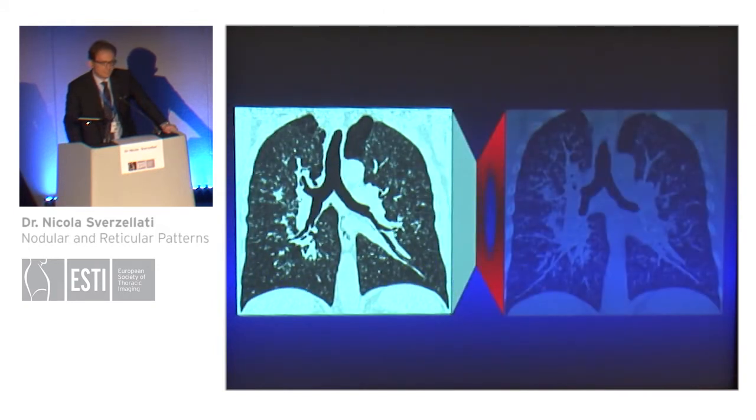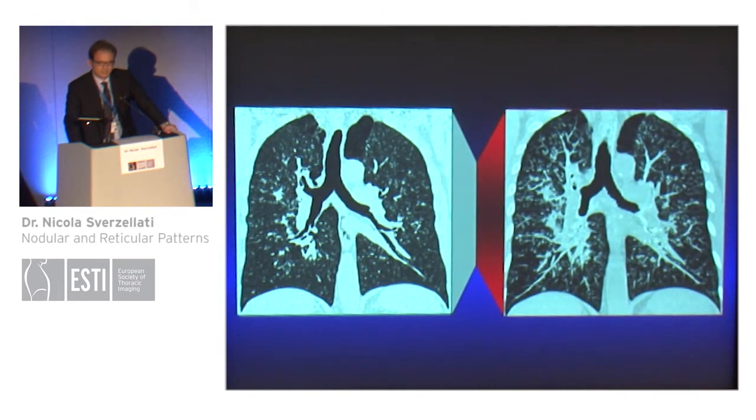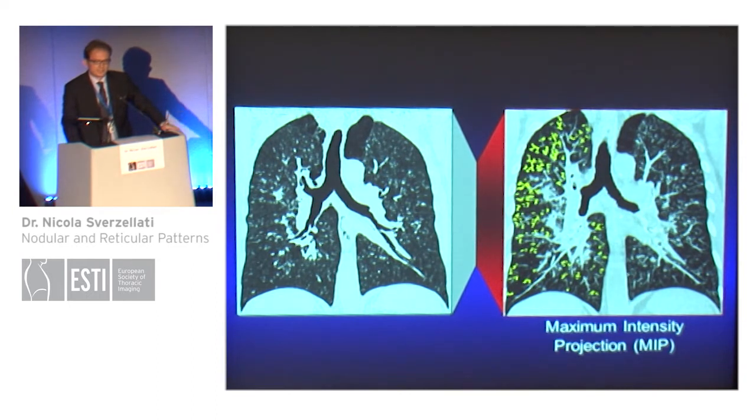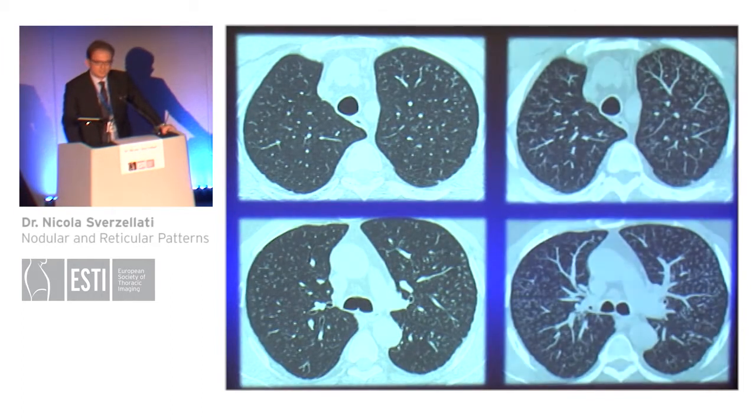So we should get used to this kind of algorithm, namely the maximum intensity projection, which consists of projecting all the voxels with the highest attenuation values on the CT images. And this algorithm massively improves the evaluation of the nodules perfusion. In addition, MIP images also improve the evaluation of the nodules distribution and the nodules shape.